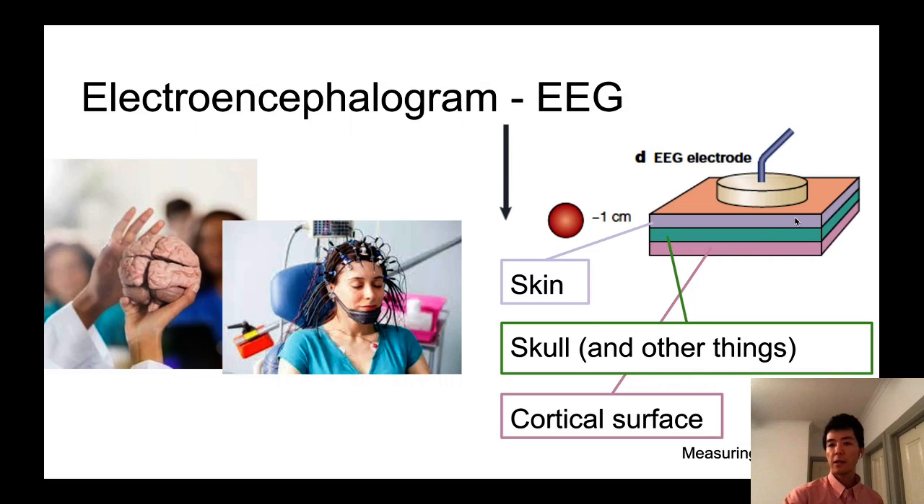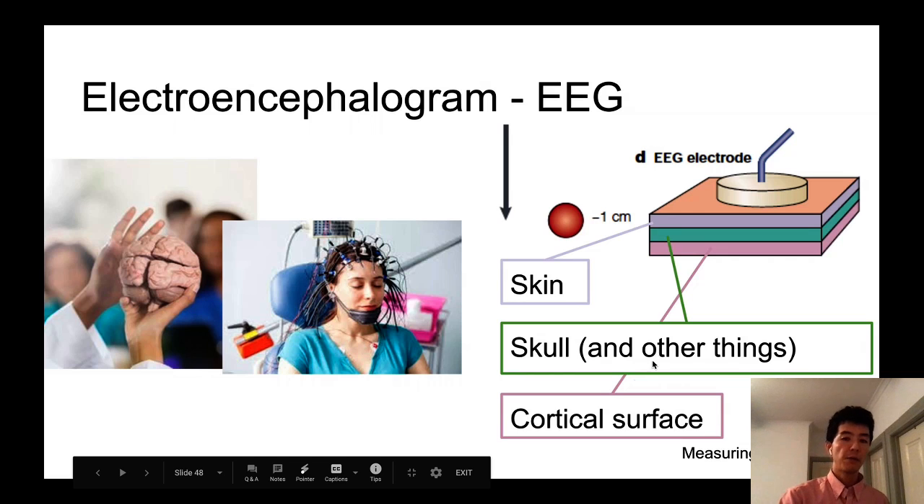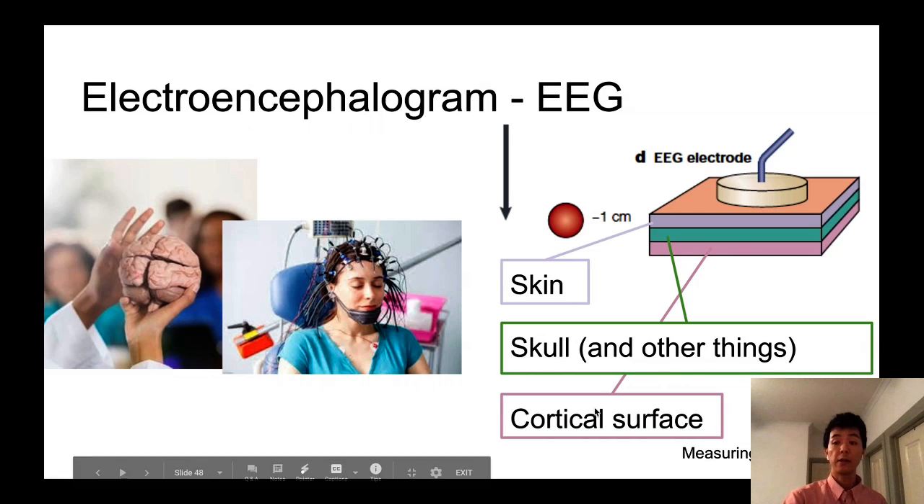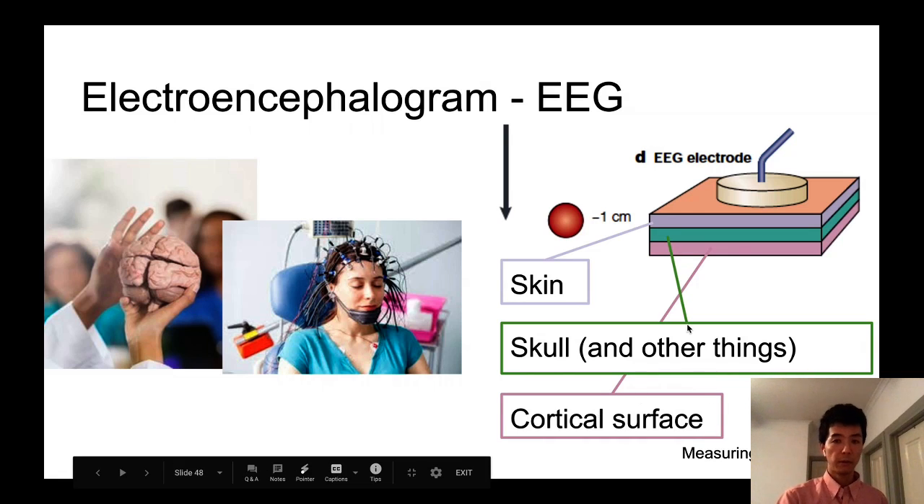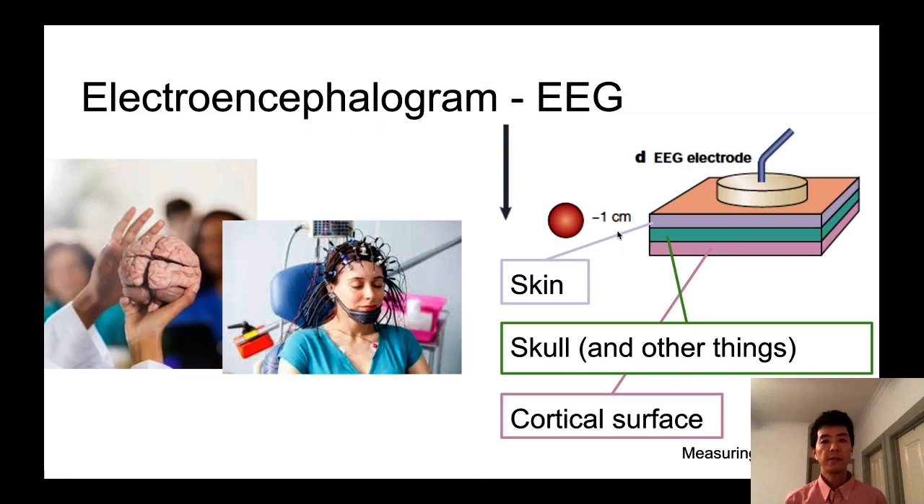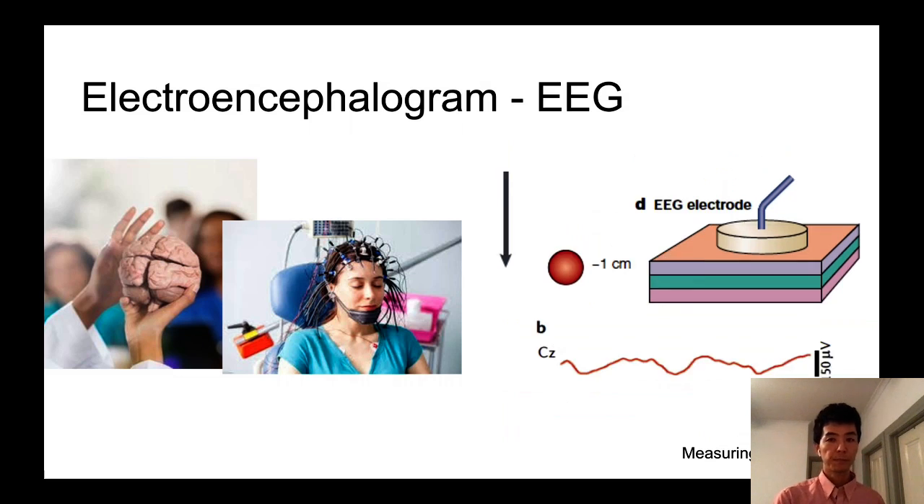And this is a schematic of the EEG electrode that sits on top of the skin, indicated by the purple layer, and then the skull, that's bone, indicated by this green, and then beneath that, finally, we have the cortical surface that generates the neural activity. The resolution of EEG is, at best, 1 centimeter. And that's really bad in terms of spatial resolution of the neural activity.